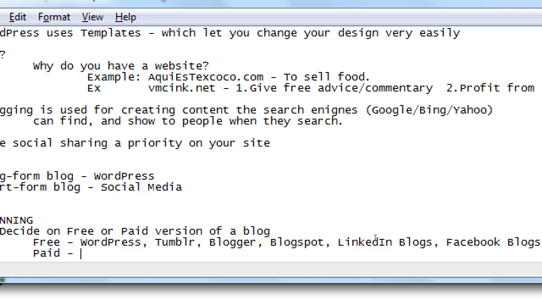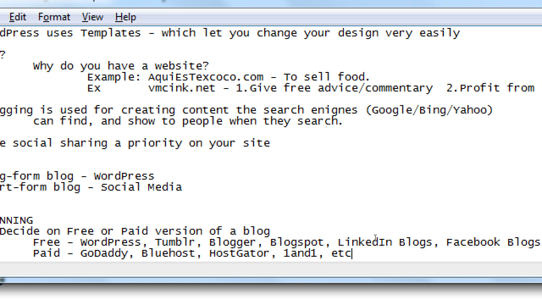That's GoDaddy, Bluehost, HostGator, One and One, etc. There's hundreds of these providers, service providers, where you will pay some amount of money, $20 to $120 a year. Very huge range of payment. Most commonly, it's between $70 and $80 a year.